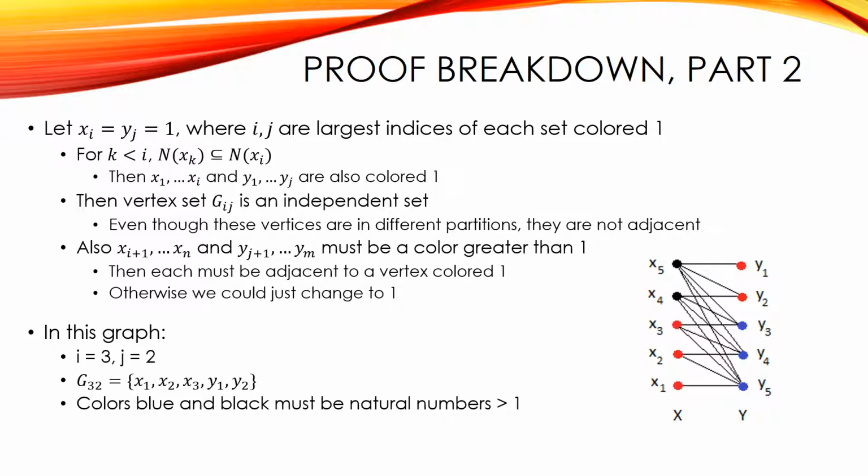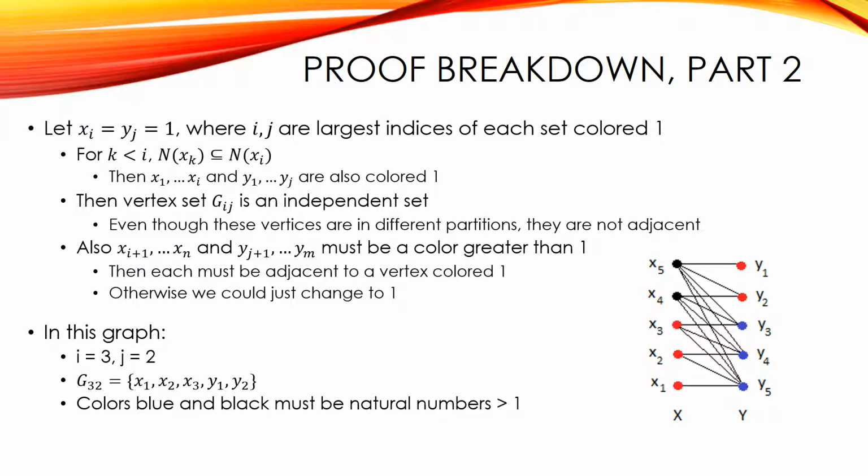Then the vertex set G sub ij, which is going to include all the vertices that are red here, is going to be an independent set. And even though these vertices are in different partitions, they are not adjacent. So x sub 1, 2, and 3, and y sub 1 and 2, none of those vertices are adjacent to each other. So they are an independent set.